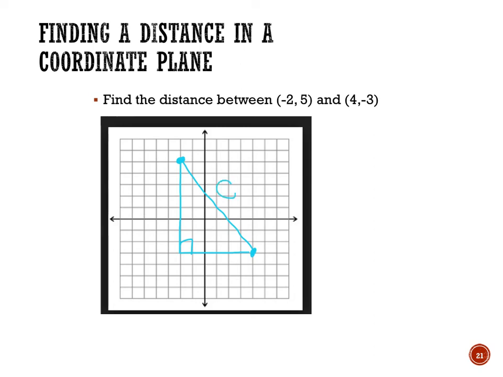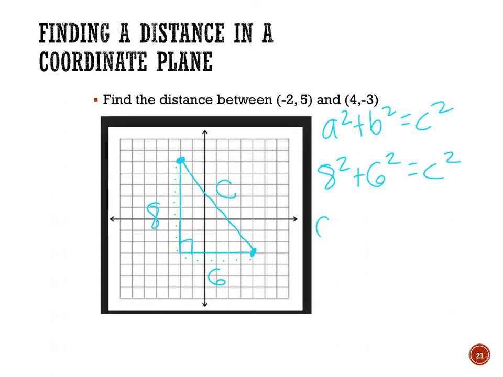Okay? So from here, this side length is 1, 2, 3, 4, 5, 6, 7, 8. This one is 1, 2, 3, 4, 5, 6. So remember, a squared plus b squared equals c squared. So a squared equals 8 squared plus b, which is 6 squared, equals c squared. 8 squared equals 64. 6 squared equals 36. 64 plus 36 gives me 100 equals c squared.